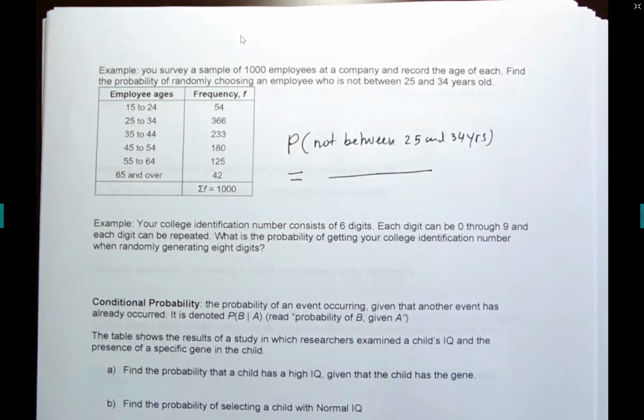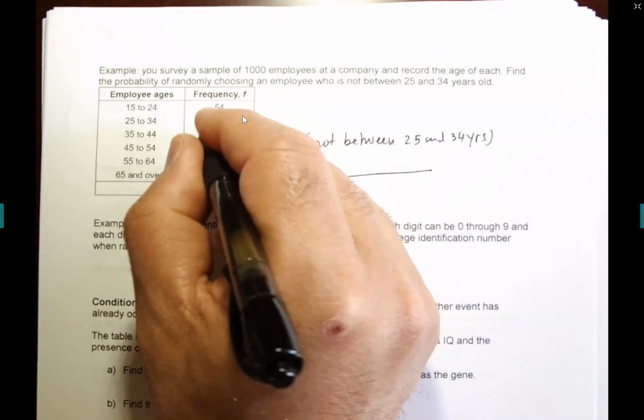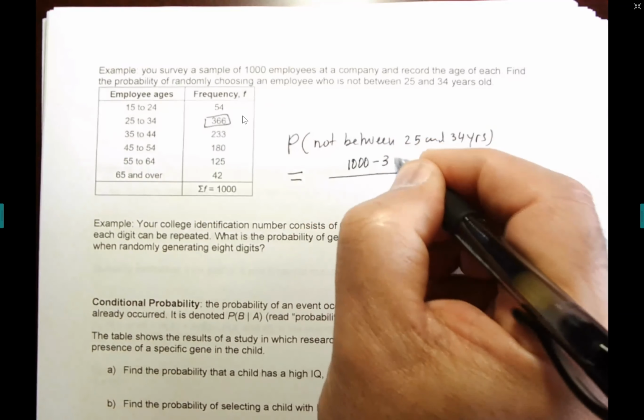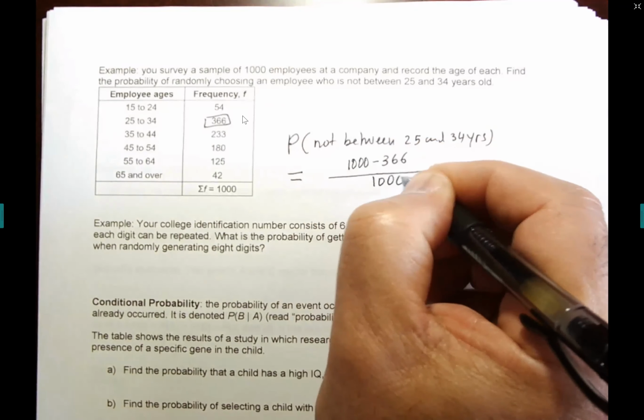Okay, who can help us answer this one? What's the probability of selecting someone who is not between 25 and 34? What do I do? That's considered an easy question, guys. 1,000 minus 366, exactly. The 366 is what we don't want. So we want the rest. And as you said, it's 1,000 minus 366. Always divide by the big number here.